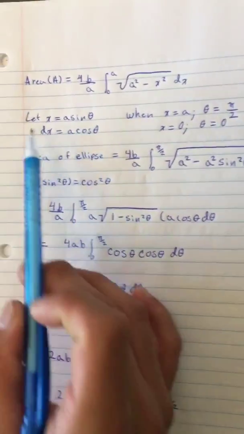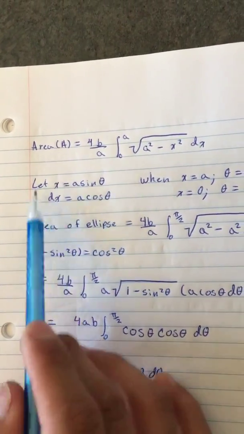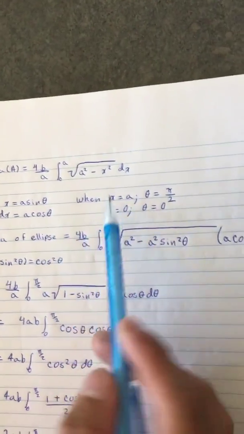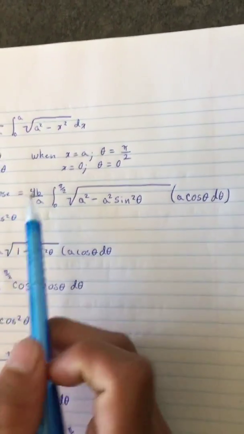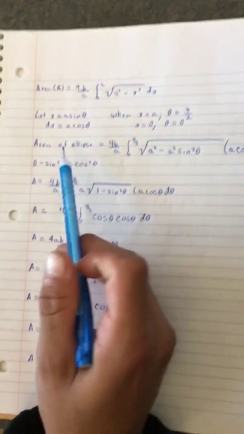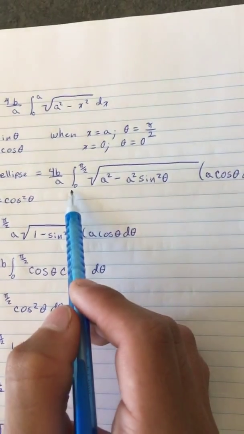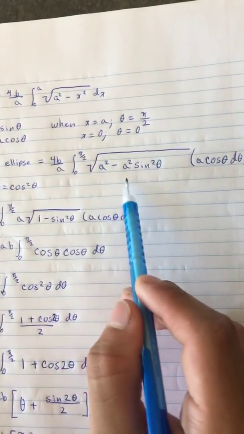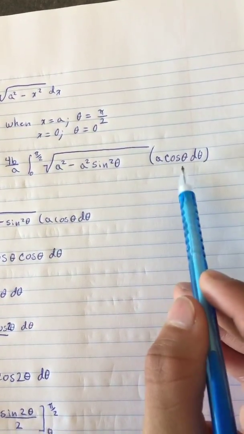In this function, we let x equal a sine theta. When we take the derivative of both sides, we get dx is equal to a cosine theta d theta. When we let x equal a, our theta becomes pi over 2, and when x equals 0, our theta becomes 0, which changes our limits of integration. So the area of the ellipse is 4 times b over a times the integral from 0 to pi over 2 of the square root of a squared minus a squared times sine squared theta times a cosine theta d theta.